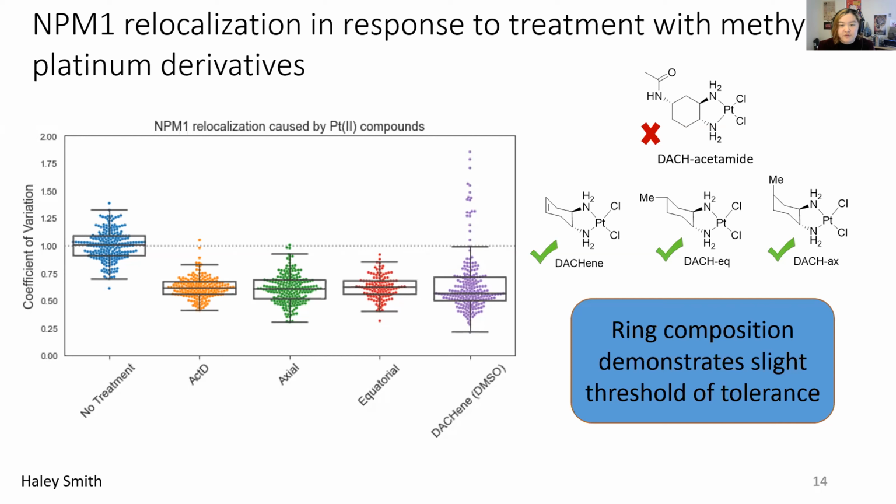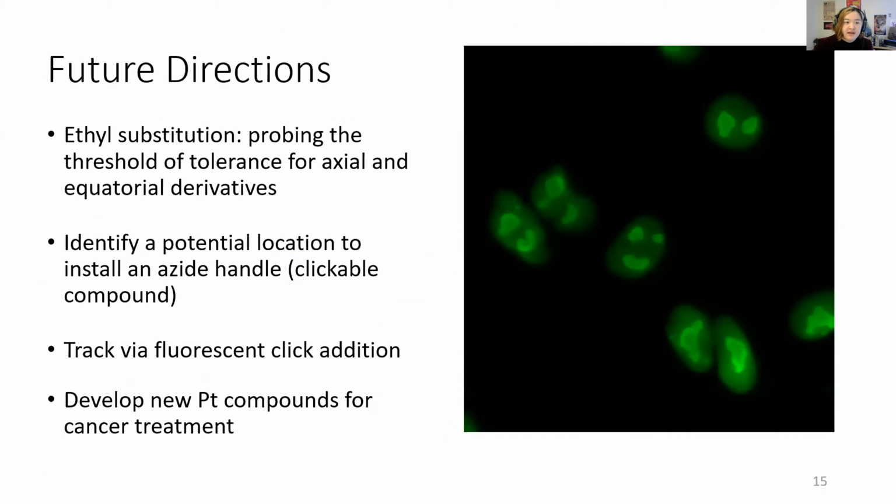But the fact that both the axial and equatorial derivatives do cause stress is really exciting because it essentially demonstrates that this ring structure has some threshold of tolerance, right? There's a little bit of wiggle room where we might be able to add on to it successfully. Moving forwards, we want to probe this threshold of tolerance further and determine how far out from this ring structure we can build before it'll stop inducing nucleolar stress.